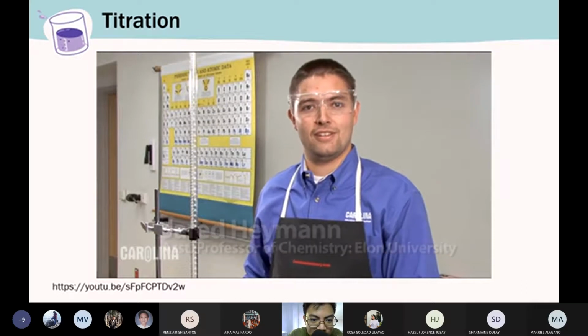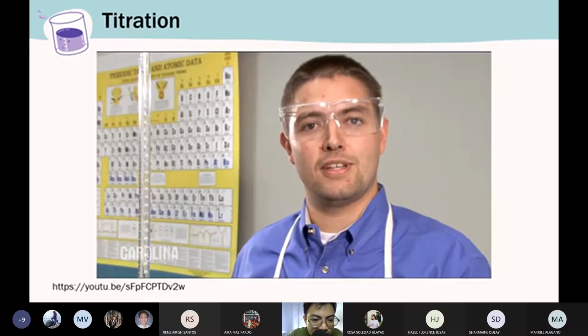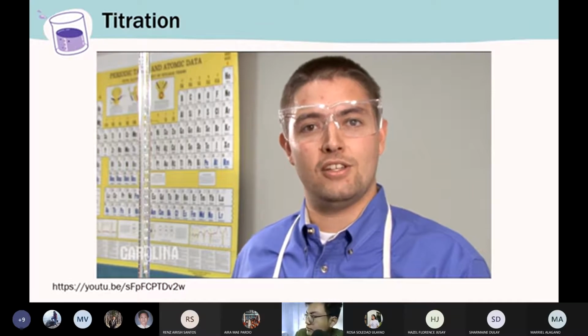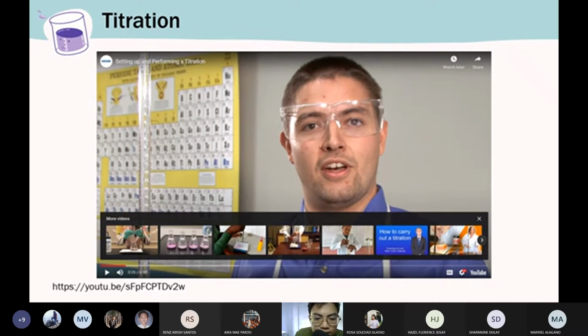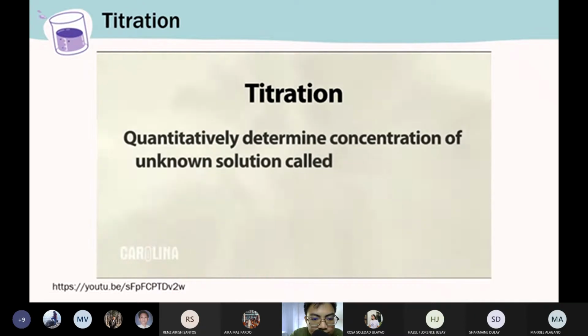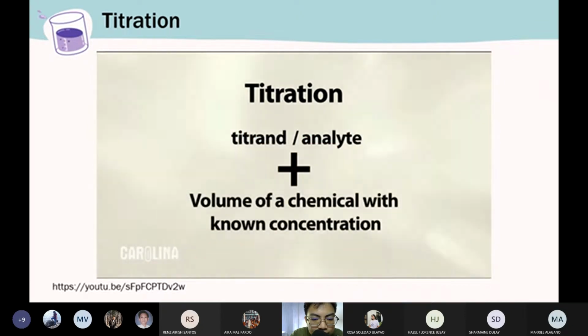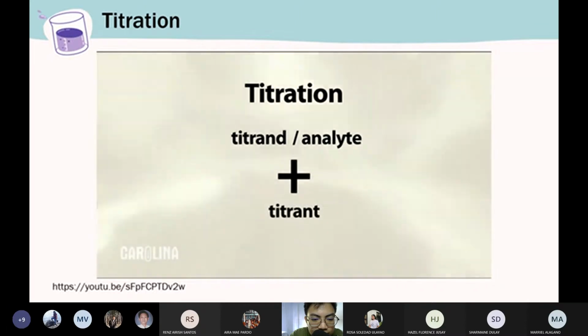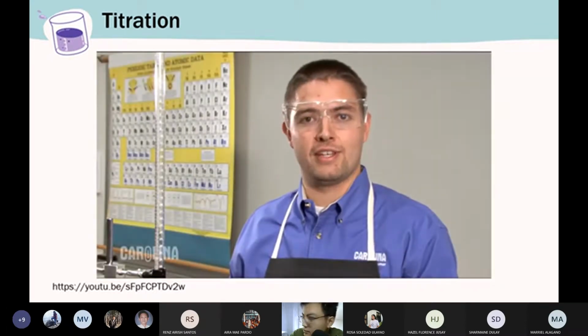Hi, I'm Jared Hyman, an assistant professor of chemistry at Elon University. Today, we will be discussing the proper titration technique using the complete single burette assembly kit available from Carolina Biological Supply Company. This is the first in a two-part video series on titration. The purpose of a titration is to quantitatively determine the concentration of an unknown solution, commonly called the titrand or analyte, by adding a volume of a chemical with a known concentration called the titrant. To mark the endpoint of a titration, an indicator is added to the analyte.